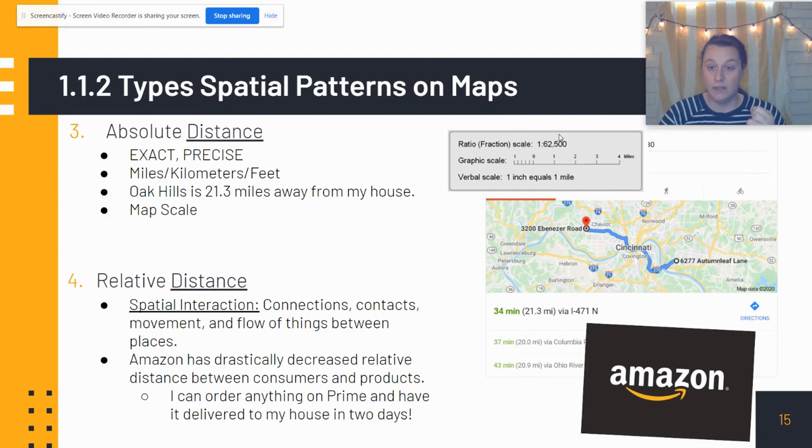Right here is what the map scale looks like. It's expressed in a ratio. Like 1 inch is 62,500 miles, maybe. Right? A graphic scale. So here's another example. So each one of these kind of notches represents a mile, or a verbal scale, just written out. 1 inch equals 1 mile, right? So again, you're going to find absolute distance on the map scale.